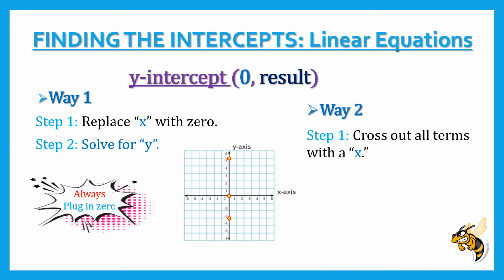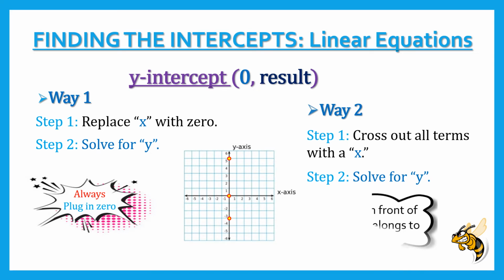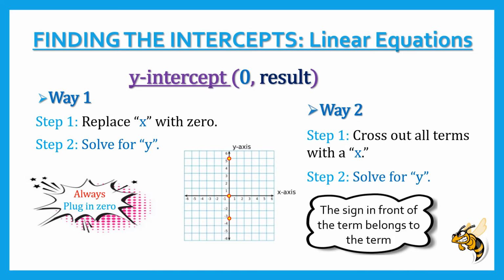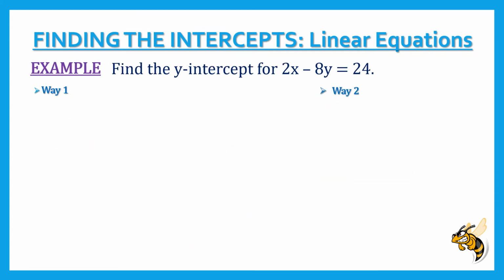Way 2, you cross out all terms with an x. Then solve for y. Example, find the y-intercept of 2x minus 8y equals 24.